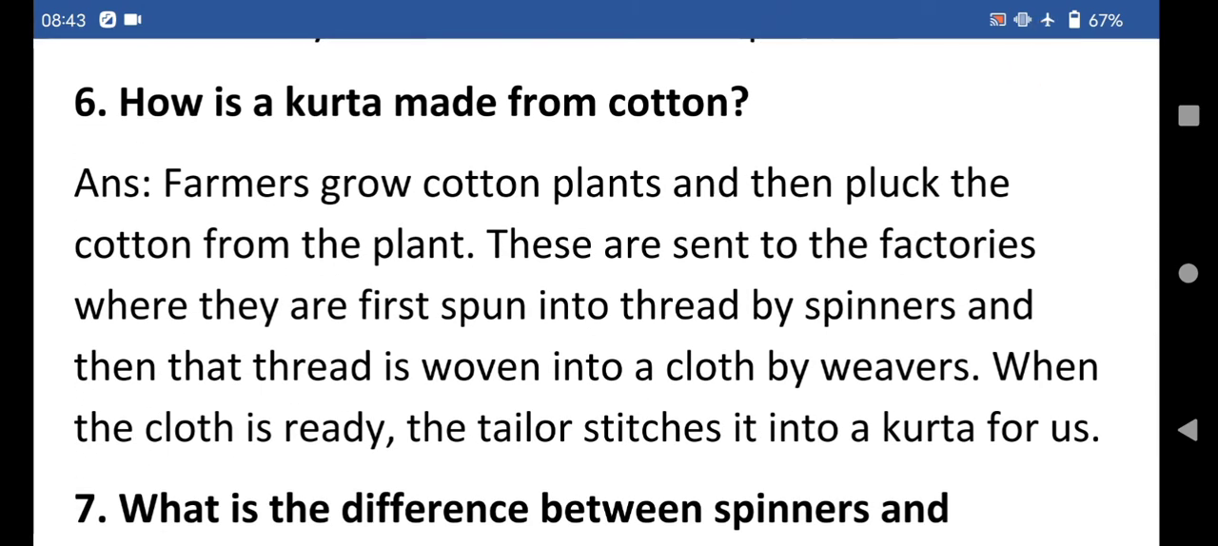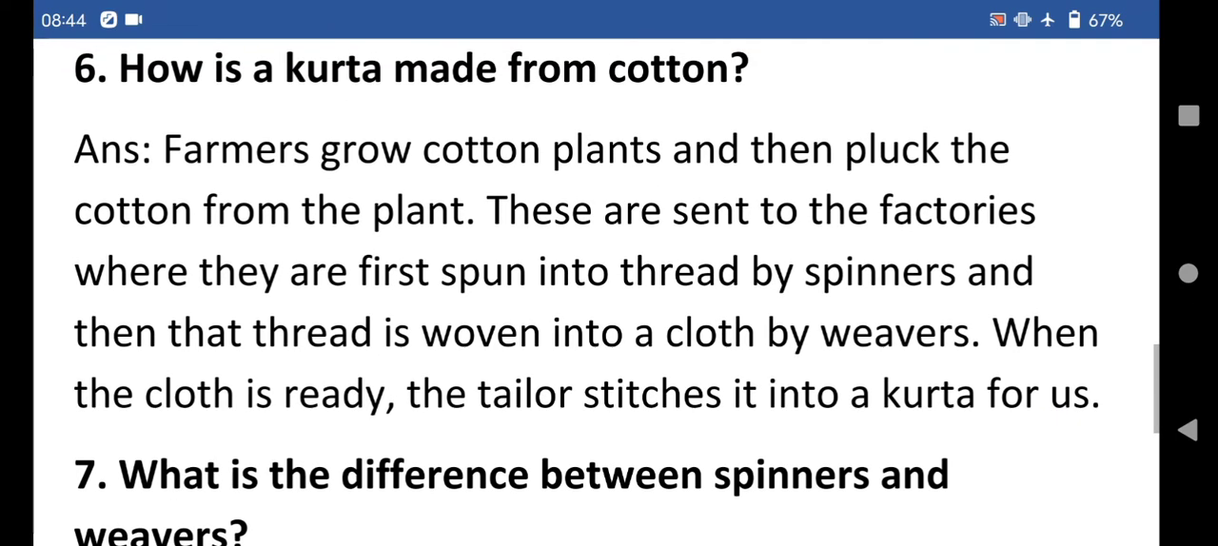6. How is a kurta made from cotton? So now we will discuss how a cotton kurta is made. Okay, what is the process? Let us check it out. Farmers grow cotton plants and then pluck the cotton from the plant. What is the first step? The farmers grow cotton plants.